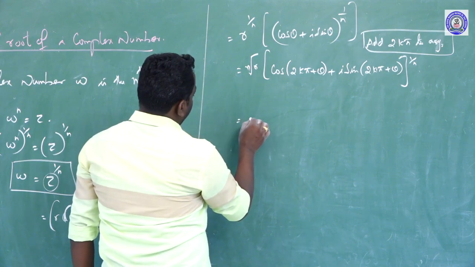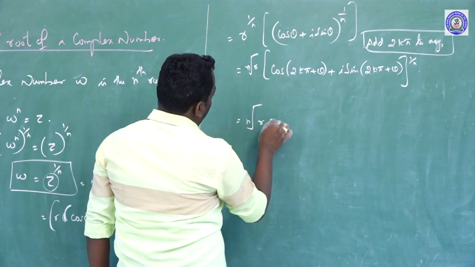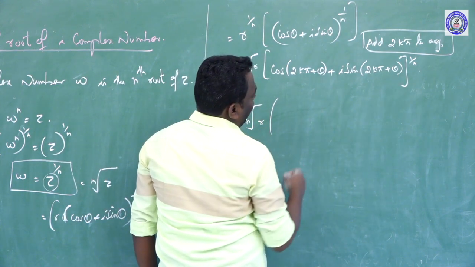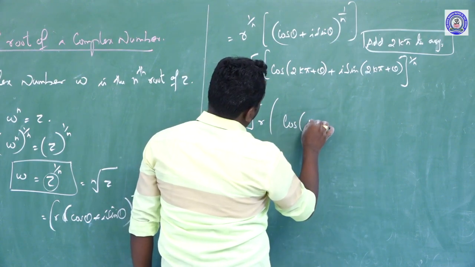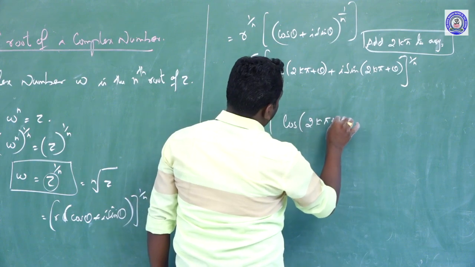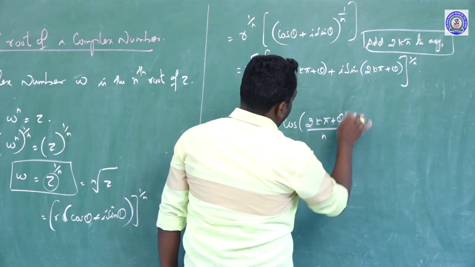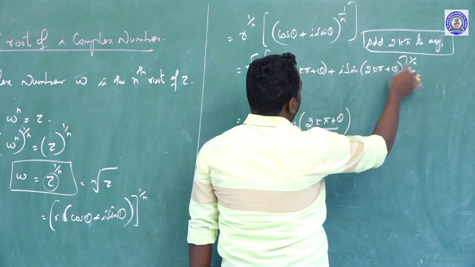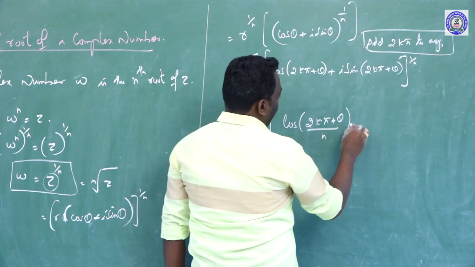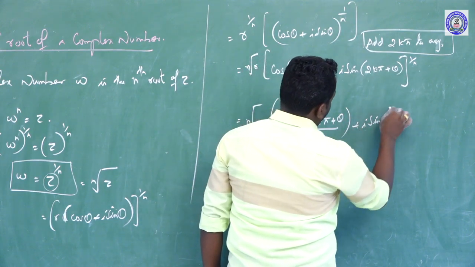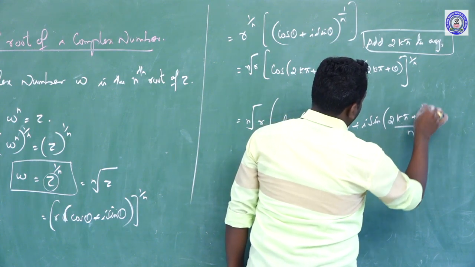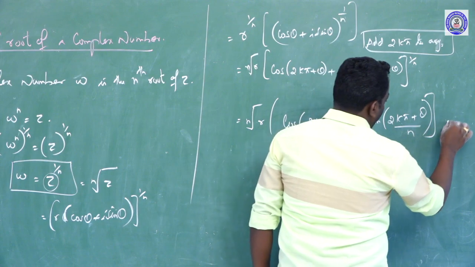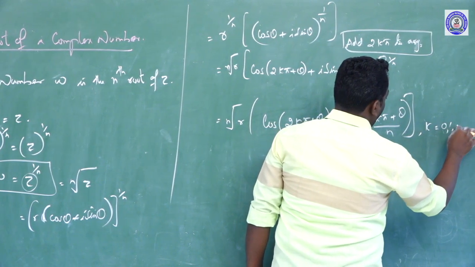Now this equals the nth root of r times, bringing the power inside the bracket by the property, cos of (2kπ + θ) by n, multiplying the power 1 by n into the argument, plus i sin of (2kπ + θ) by n, and here k takes the values 0, 1, 2, and so on.